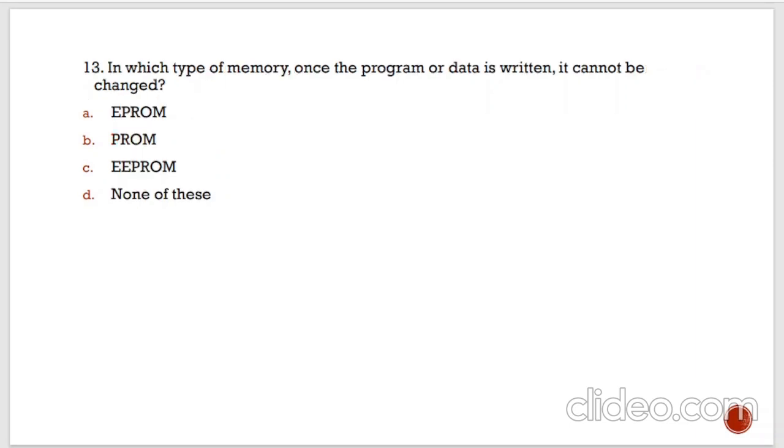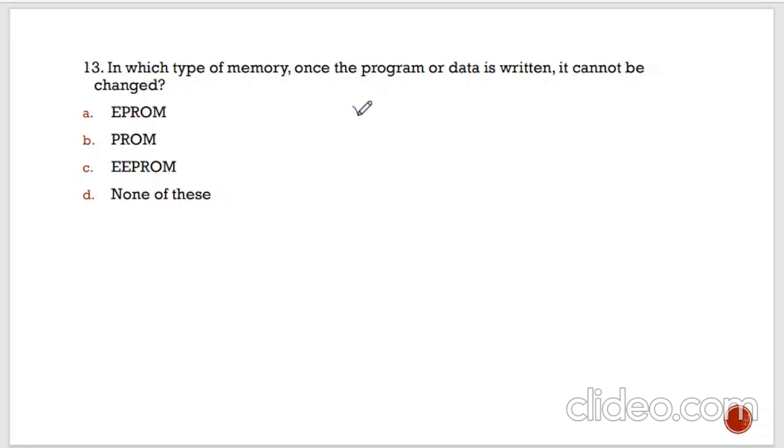Okay, next, in which type of memory, once the program or data is written, can it not be changed? Till now we have discussed RAM and how the CPU interacts with RAM. In order to reduce the average access time, in between we use cache memory. We have also discussed the importance of RAM and the purpose of cache and registers in the CPU. So now let us go through ROM.